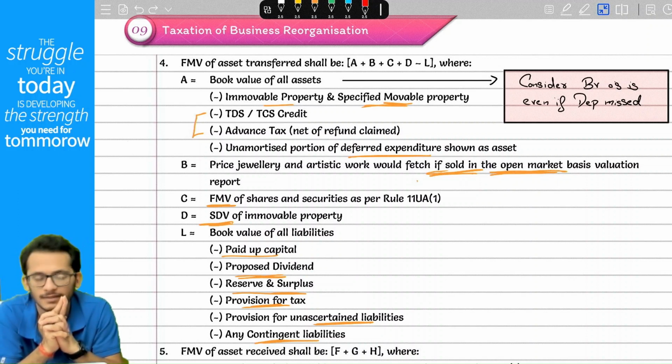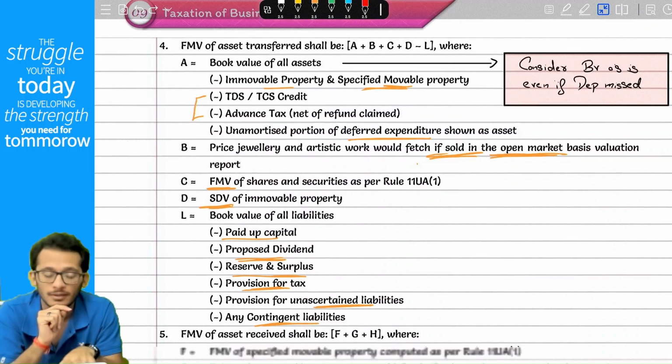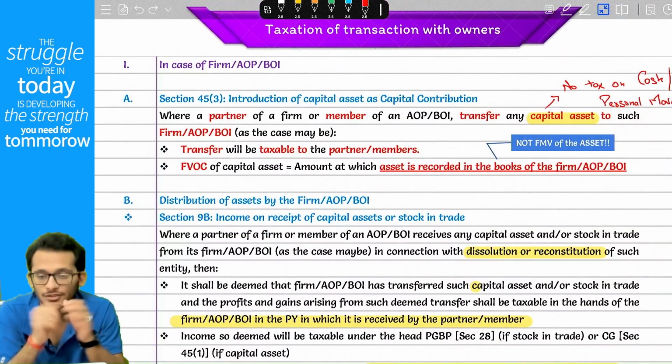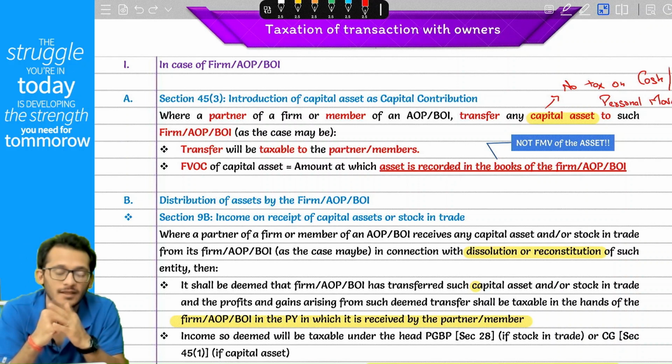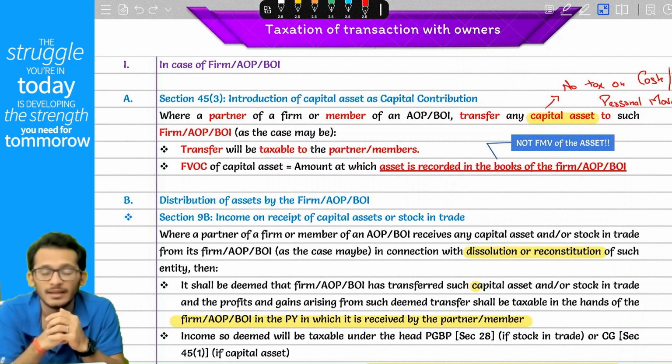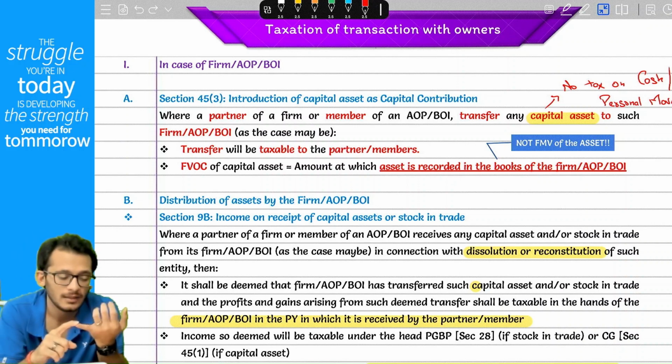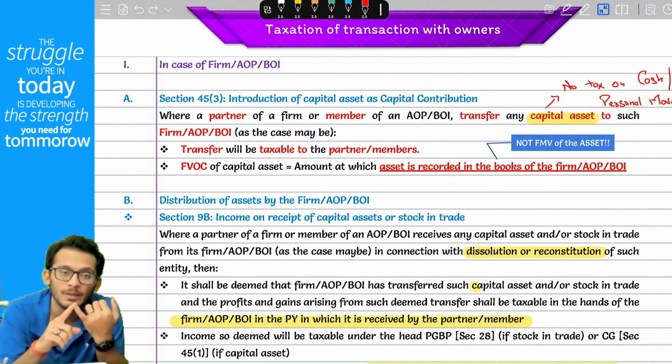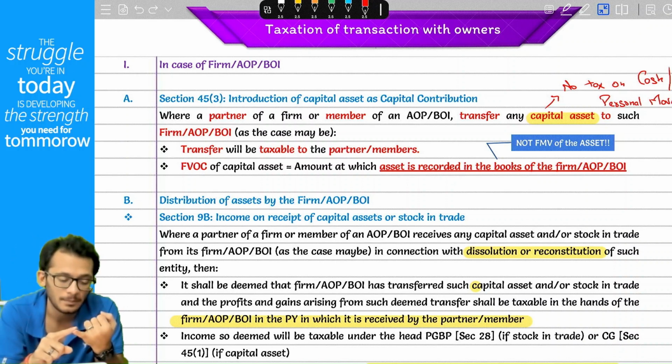Yes, great. Moving on to the last chapter, which is taxation of transactions with owners, the topic which we did today. I clarified to you that you have three items. You have two people we are talking about here: one is companies, one is firms.